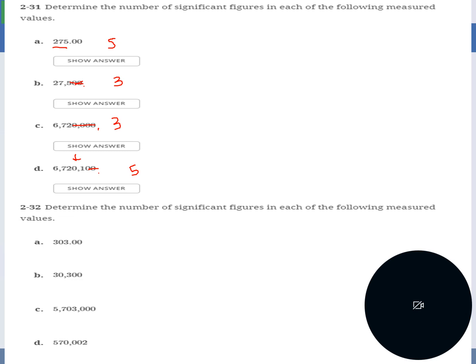A couple more to practice. These ones are significant because there is that decimal there, so there's 5 present there. Letter B, this one counts. It's sandwiched between the 3's, but these ones don't count, so there's only 3 significant figures there. These ones don't count, no decimal present. This one does. It's sandwiched, 4 significant figures there, and then we have 3 sandwiched zeros there, so there's 6 significant figures.